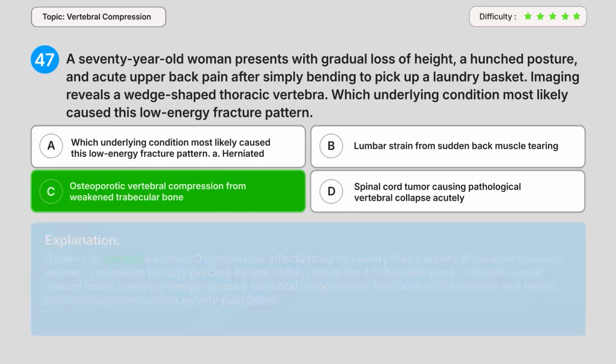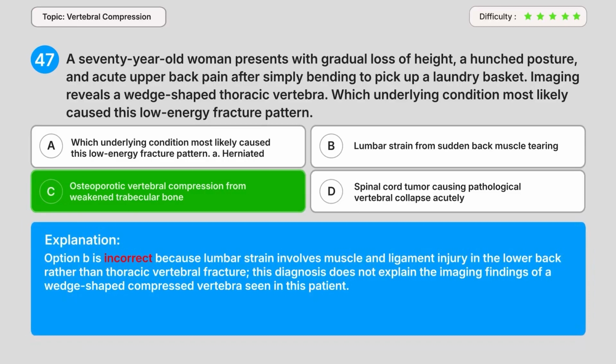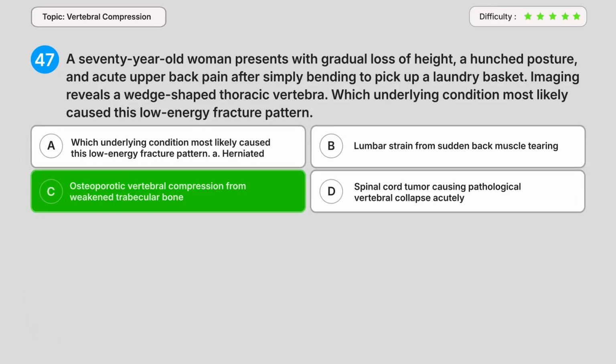Option A is incorrect, because herniated discs cause radiating nerve pain without vertebral deformity on imaging. The wedge-shaped vertebra described indicates structural bone collapse rather than disc pathology affecting nerve roots or spinal cord compression specifically. Option B is incorrect because lumbar strain involves muscle and ligament injury in the lower back rather than thoracic vertebral fracture. This diagnosis does not explain the imaging findings of a wedge-shaped compressed vertebra seen in this patient.